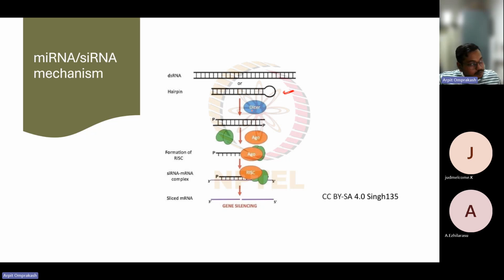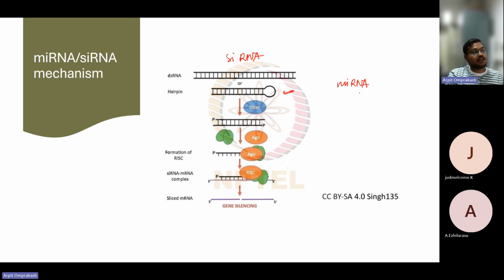Then this double-stranded thing breaks down into a single strand, and it binds to other proteins to form what is called the RISC complex. Then this RISC complex binds to the mRNA, and basically it can carry out gene silencing via a lot of different things. So this is valid for siRNA.